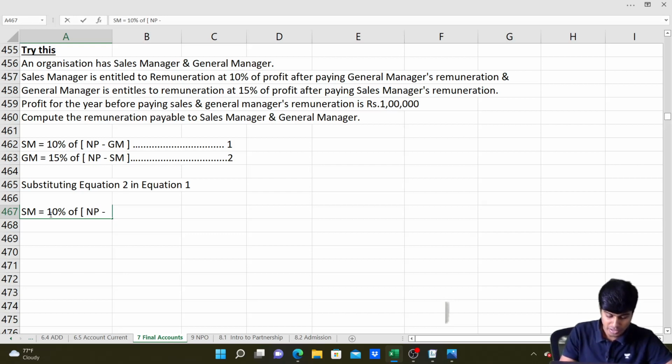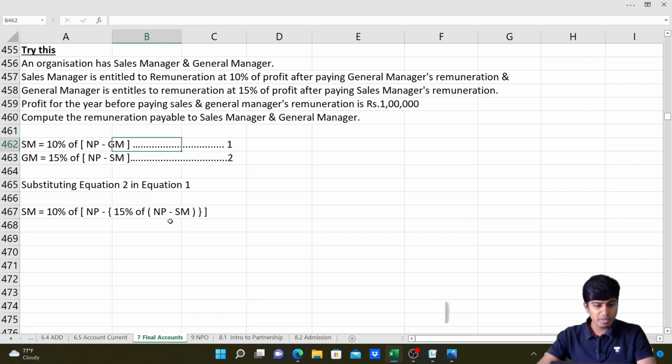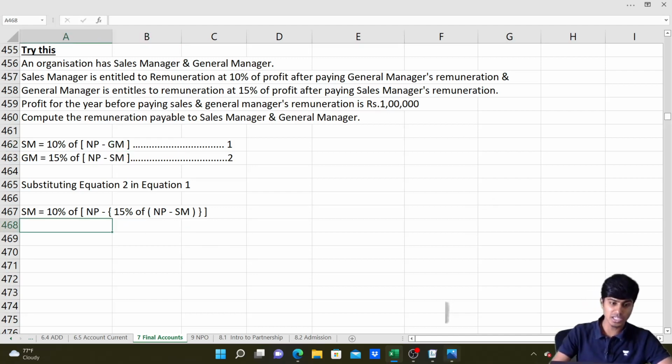I am going to open another bracket here to write 15% of small bracket. What do you say? Net profit minus sales manager's remuneration. Close the small bracket, close the flower bracket, and close the big bracket. This is how the equation is going to be. Here in the place of general manager, I replaced it with 15% of net profit minus sales manager. Let us solve this equation now.